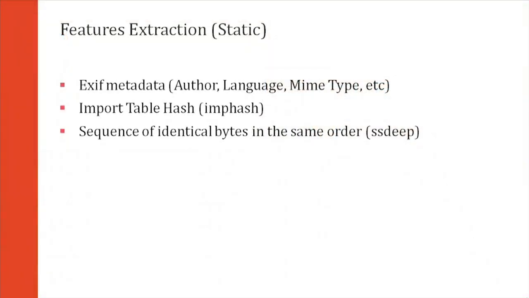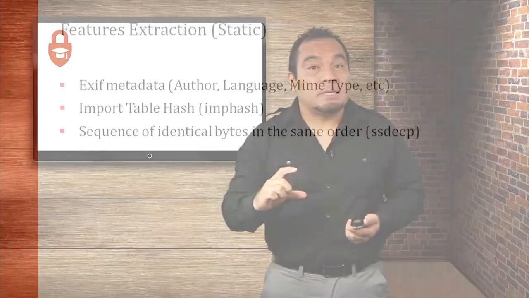Now, the second one is SSDeep. It is a concept also known as fuzzy hash. It is basically able to extract sequence of bytes in the same order from binaries. And that specific sequence of bytes is going to be used as a hash in order to detect samples that can be similar. All these things, as you know, is extracting features to be able to classify the malware.